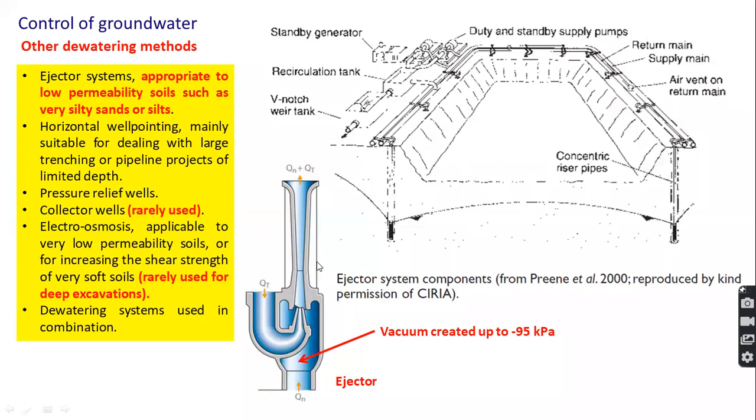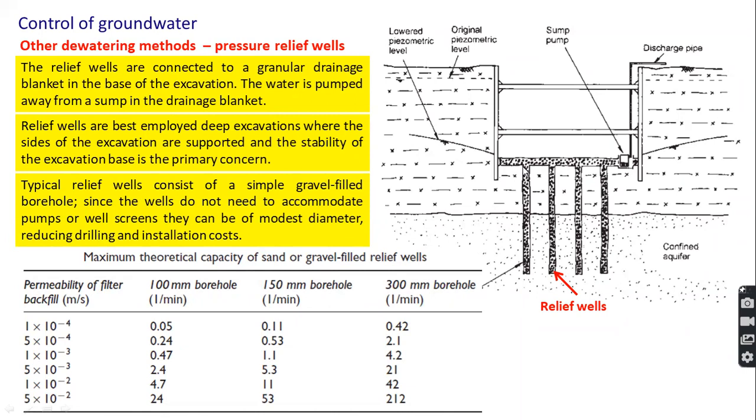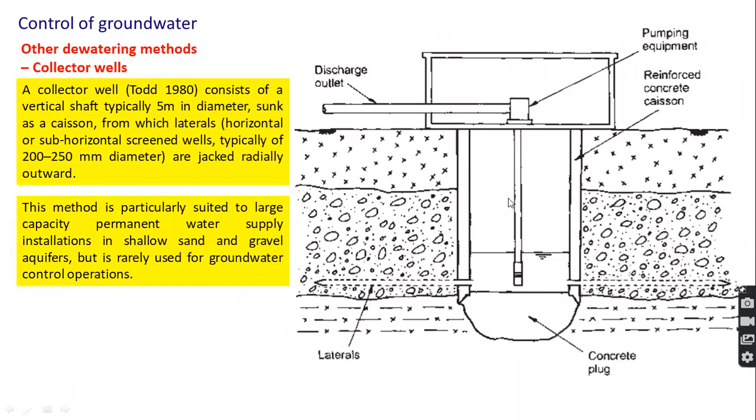Pressure relief wells, as I told you, are like sand drains or gravel drains. Then I'll quickly go through these. This is a collector well. It's a large diameter well, so this is actually not used as a dewatering system. These kinds of systems are used to create water supply wells. This is like a large diameter caisson, and horizontal wells are installed around the caisson.